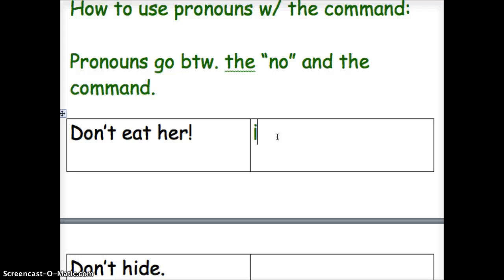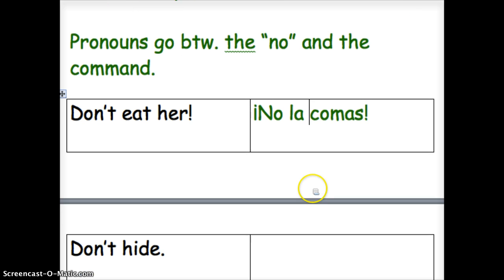So don't eat her, no, and comer is to eat. So let's first form the command. Go to yo, como, drop the O, opposite endings, comas. And her, don't eat her, it's la, direct object pronoun, not le. Le means to her. No la comas. So if you were telling an eagle, don't eat her, talking about a turtle. No la comas.